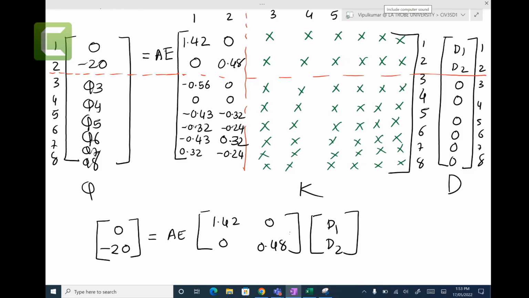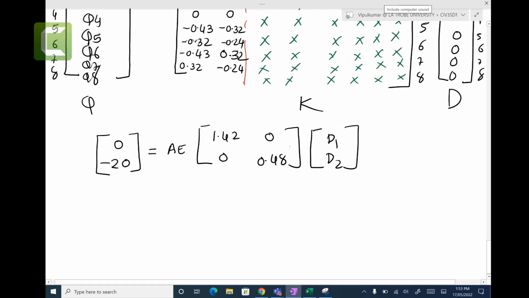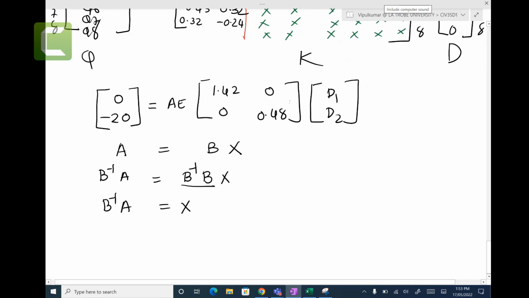Now, if you don't know the matrix, I can still revise you. Let's say this is A equal to BX. Then if I want to do this, B inverse A equal to B inverse BX, B inverse B equal to 1, so X, so B inverse A. You know the story, right? If you don't know, that's fine. That is new for you.